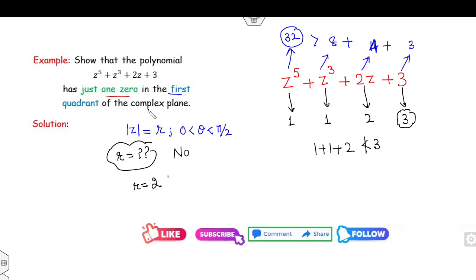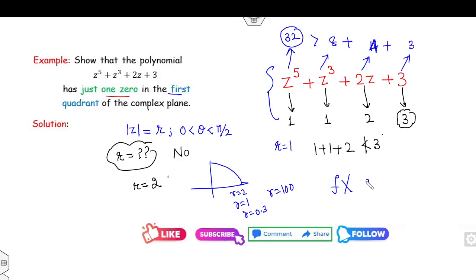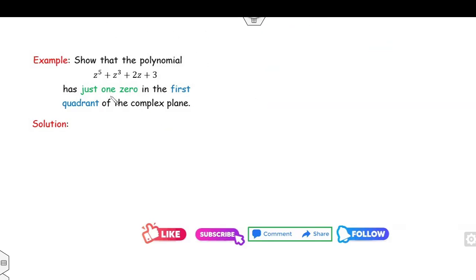But what is the value of r? In the first quadrant, r may be 2, r may be 1, r may be 0.3, r may be 100. So it is not given to you. Since it is not given, and for a particular value of r this condition is not satisfied, that means you are unable to find the f and the g. Once you are unable to find f and g, how can you find the number of zeros? I can apply the argument principle.